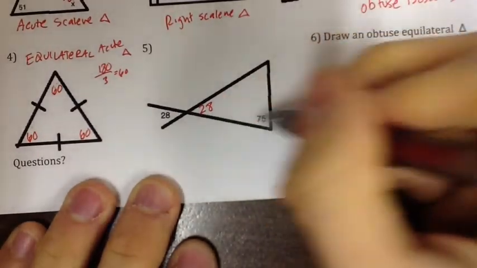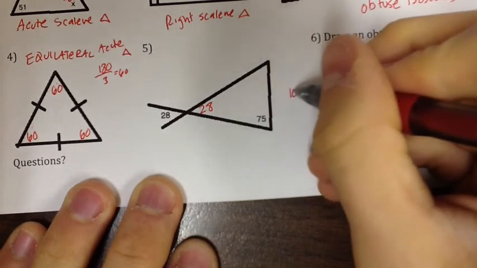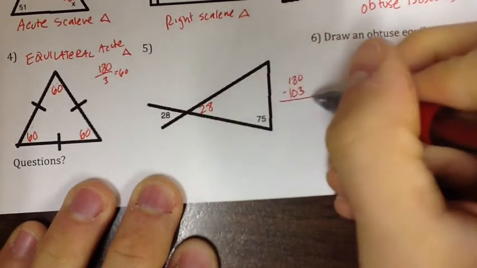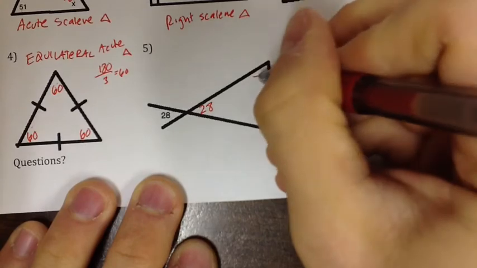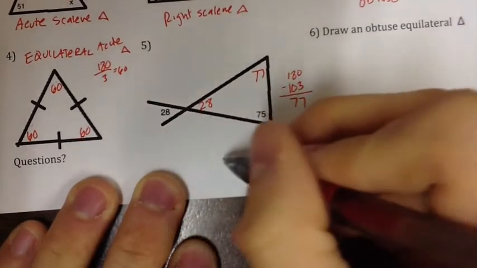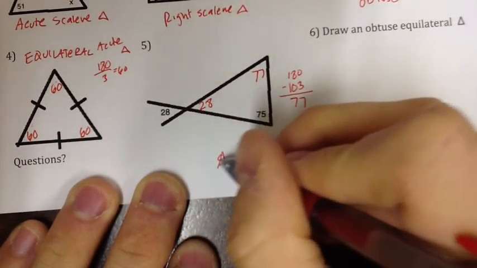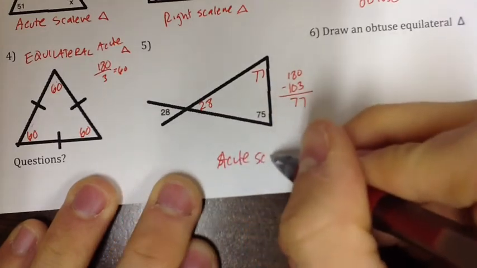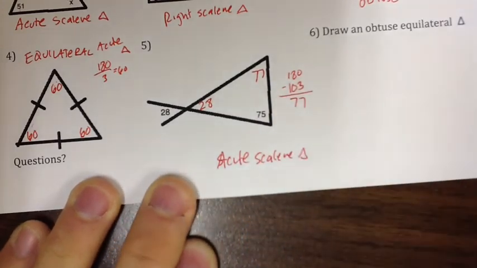Now I can add these together, it'd be 90, 103, and I'll just subtract that from 180 and get 77. Okay, and so this is acute. All the angles are different, which means all the sides are different, so it's scalene.